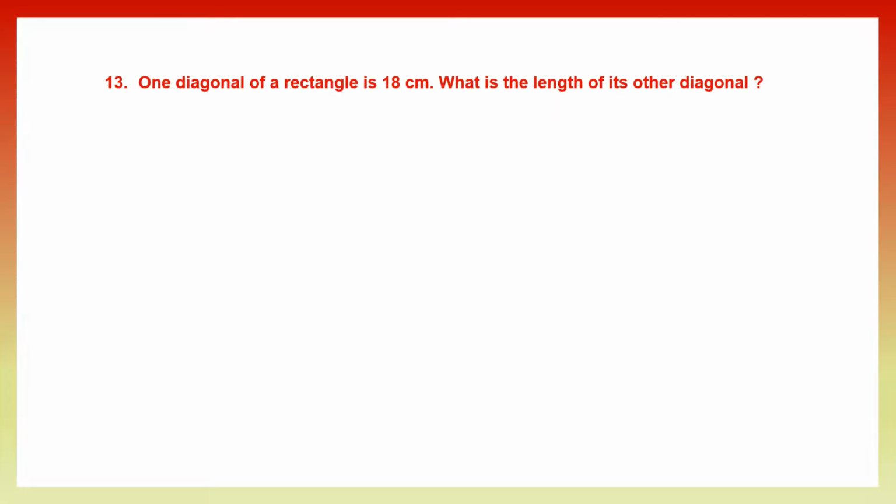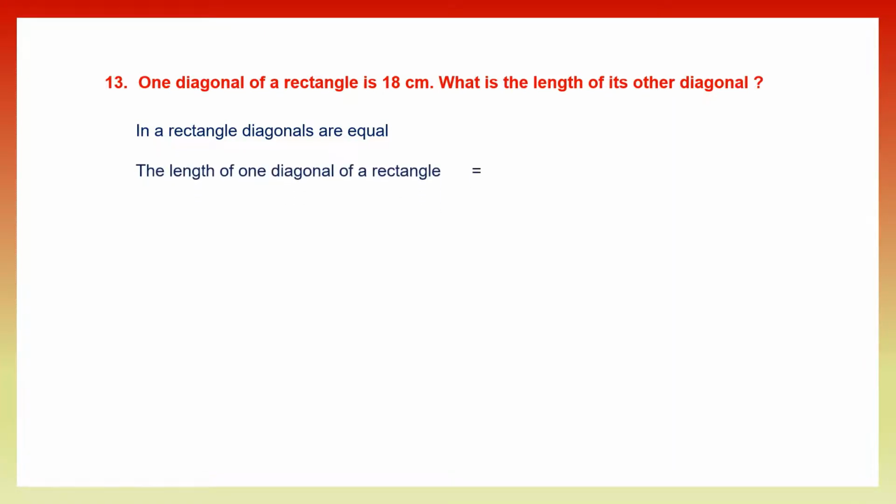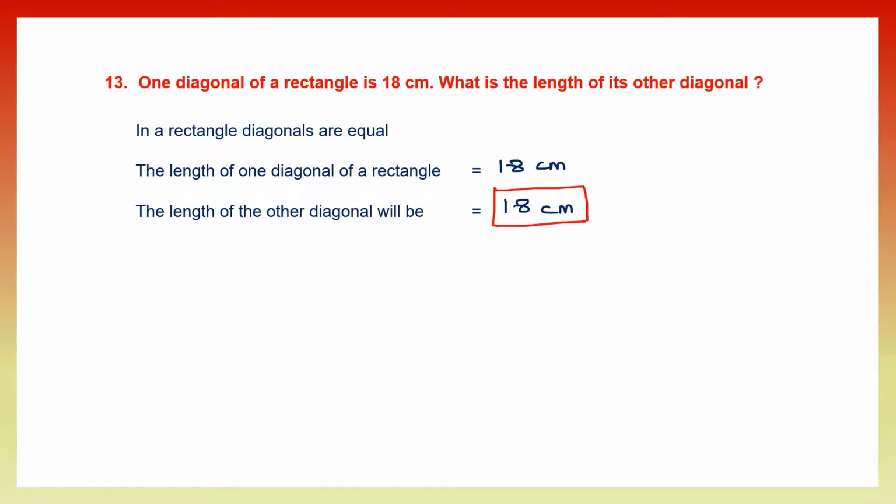Question 13. One diagonal of a rectangle is 18 centimeters. What is the length of its other diagonal? Now, in a rectangle, diagonals are equal. So, the length of one diagonal is given to us as 18 centimeters. The other diagonal is equal to it. So, the length of the other diagonal also will be 18 centimeters. So, this is our answer. The length of the other diagonal is 18 centimeters.